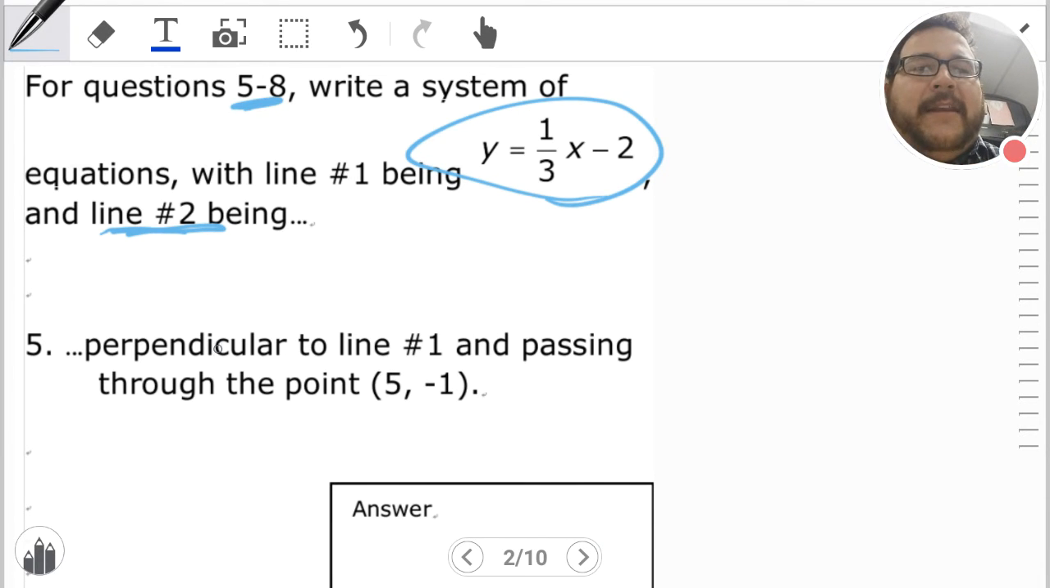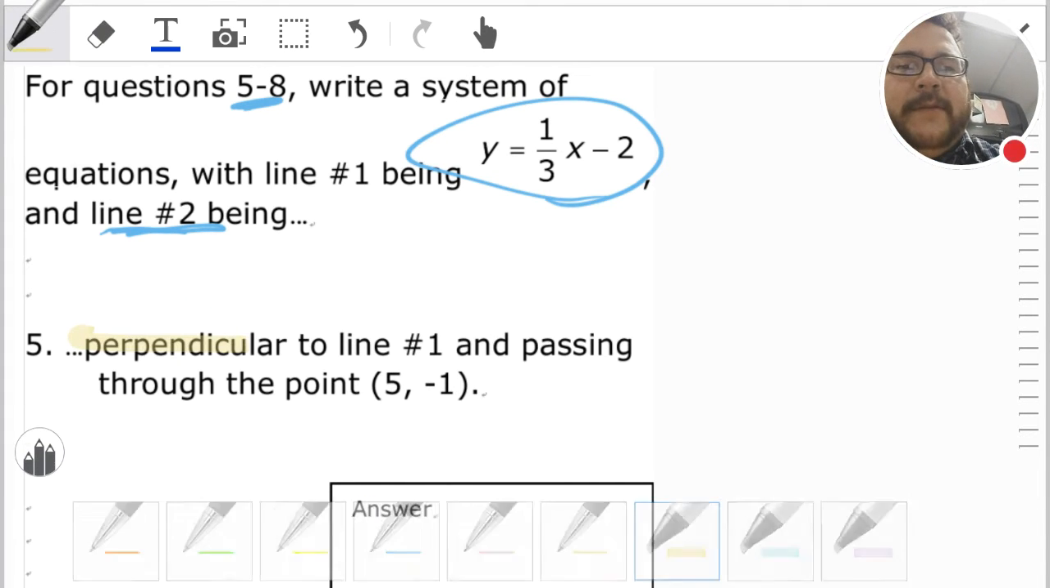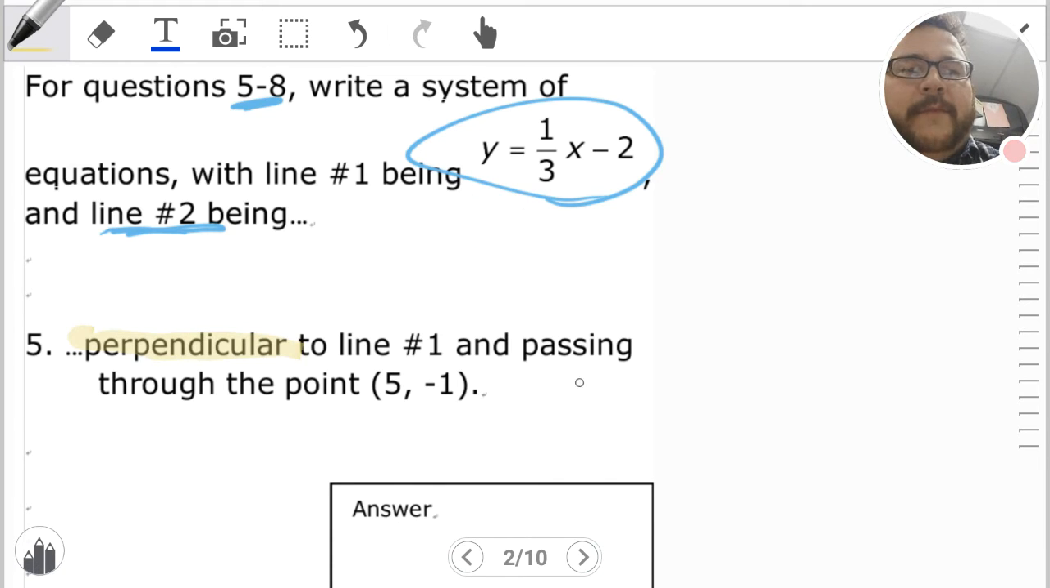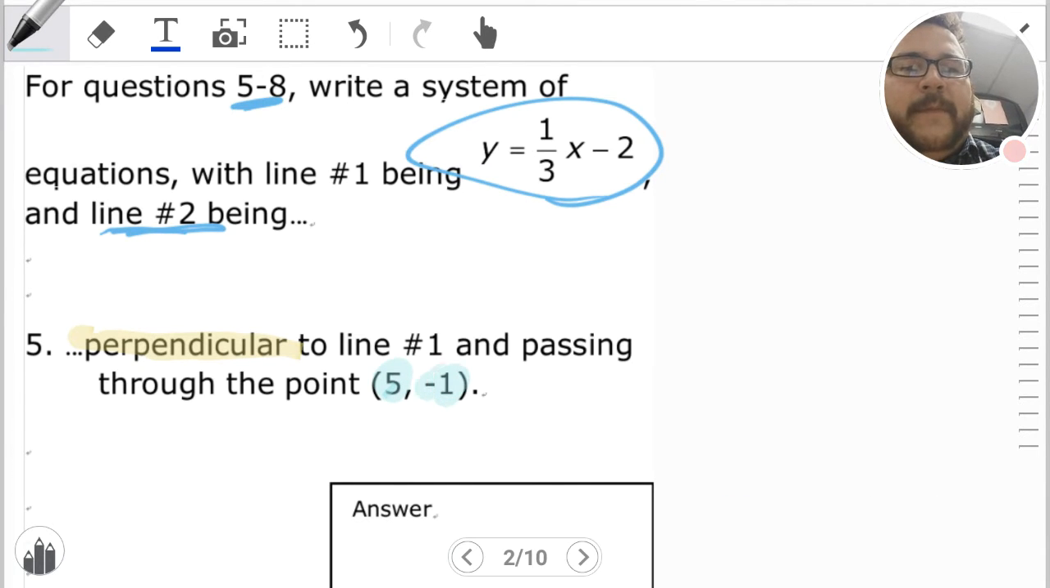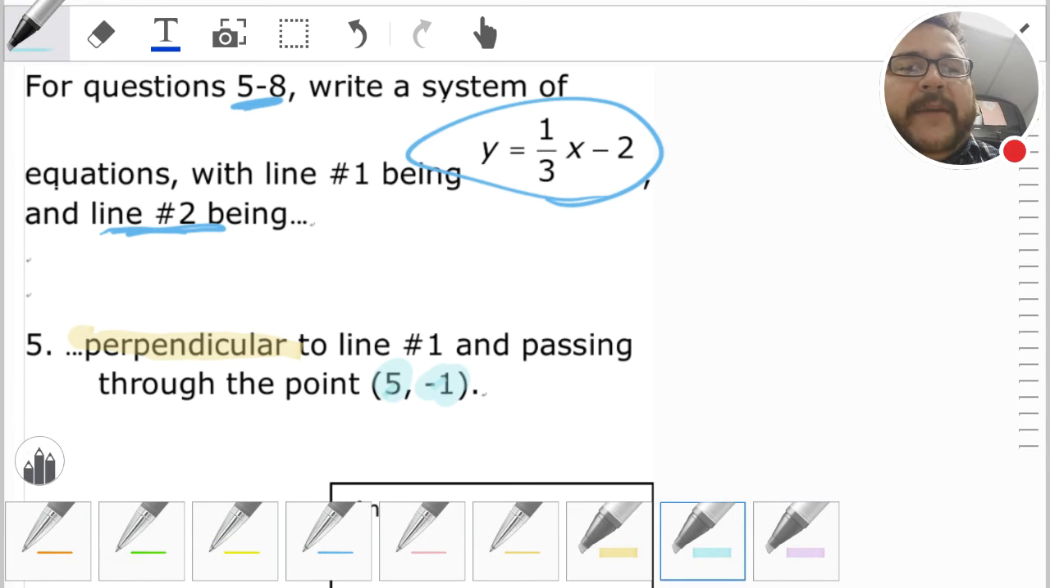It wants line number 2 to be perpendicular. All right, it wants it to be perpendicular, so we got to know what that means, to line number 1, again, 1/3 x minus 2, and then passing through the point 5, -1. So first of all, let's deal with the perpendicular.